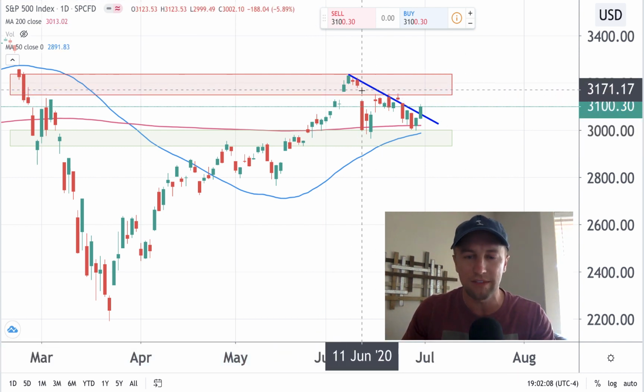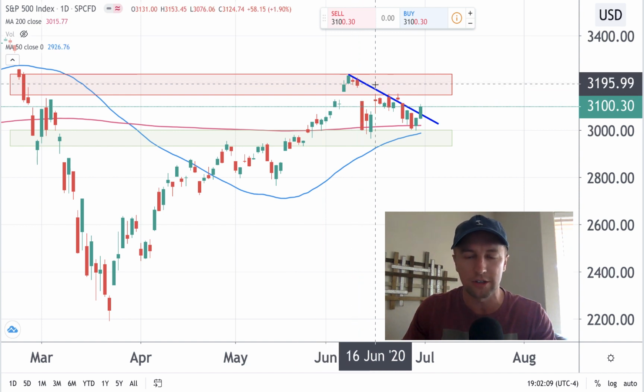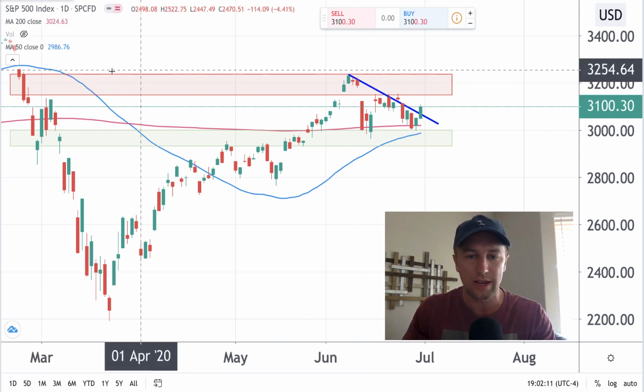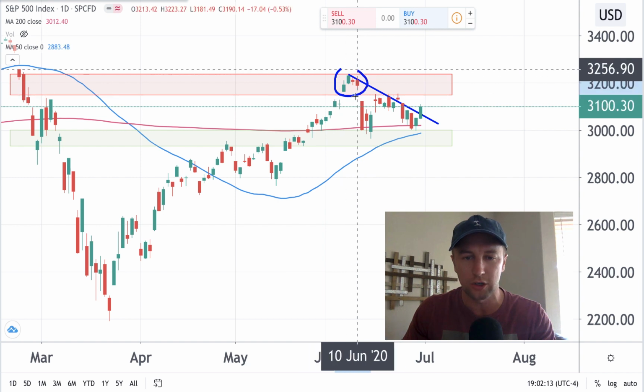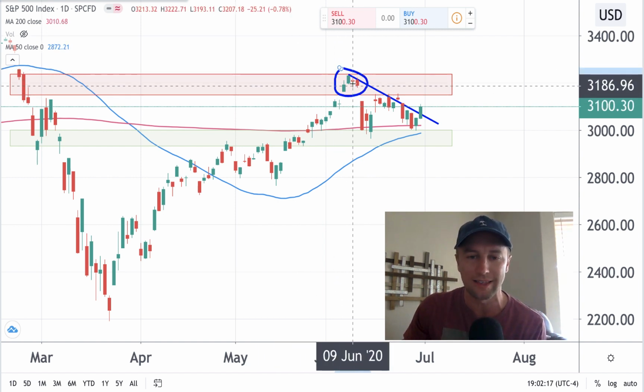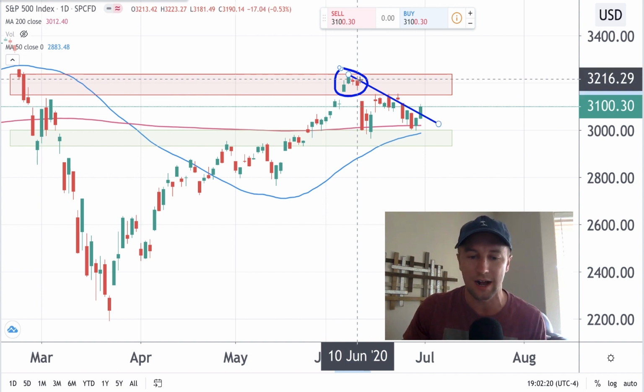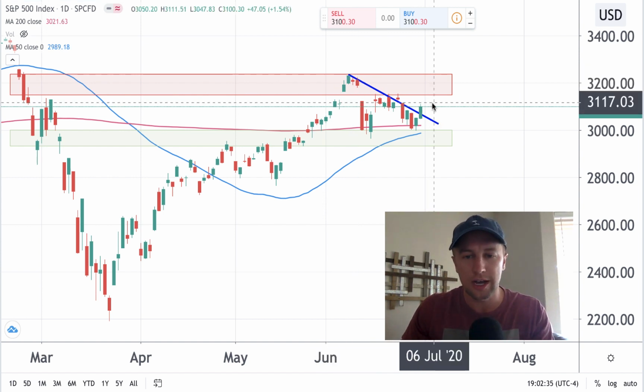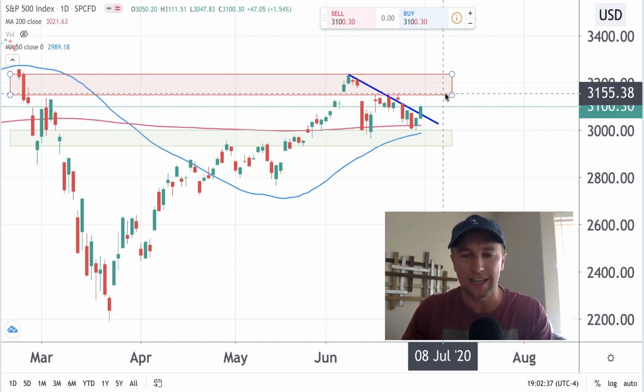If it does break above that, the next area that we're going to be keeping an eye on is 3200, and that is right here where the island reversal pattern took place, which a lot of analysts and technical traders are saying was the market top in June. Whether that's true or not, we don't know. We need to wait day by day to see where the price action is going and what the technicals are telling us.